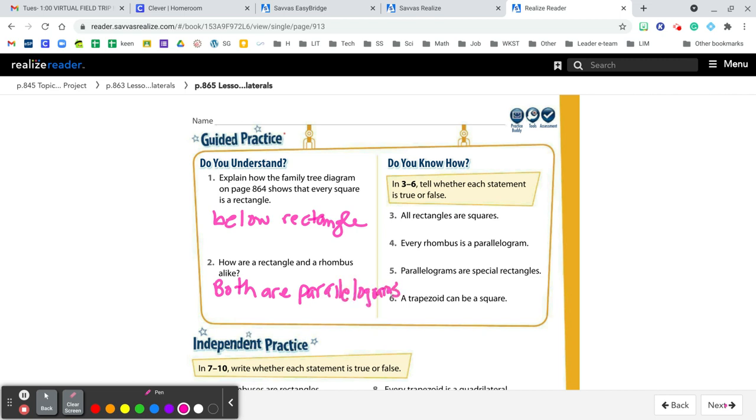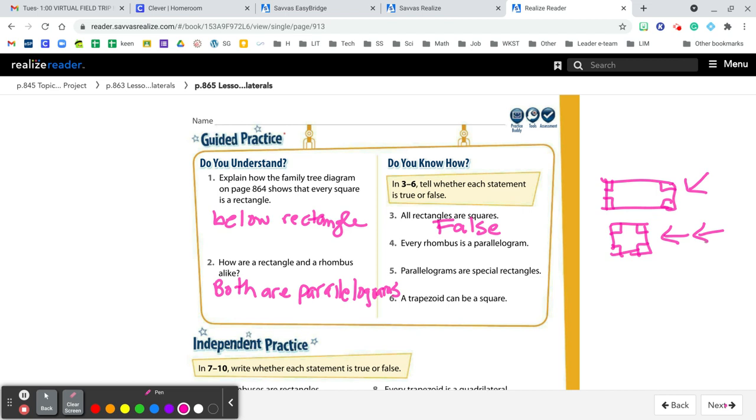And tell whether the statement is true or false. All rectangles are squares. False. Remember, a rectangle has two sets of parallel sides and right angles, but the two sets of sides are not necessarily equal. Only in the case of a square are they all equal. So you can't say all. This is a rectangle and this is a rectangle, but only this one is a square. So that would be false.